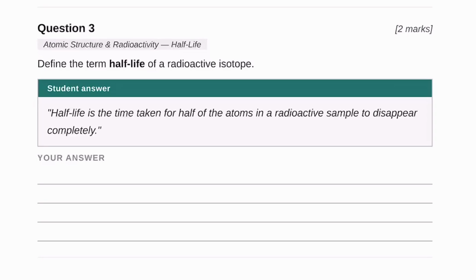Half-life is the time taken for half of the atoms in a radioactive sample to disappear completely. Okay, so this is not a calculation question, it's more of a conceptual one. What's the mistake that the student made here with their answer? Any ideas, guys? You, my friend, are absolutely correct. You've smashed it out the park. Half-life is not the time taken for half the atoms in a radioactive sample to disappear completely.